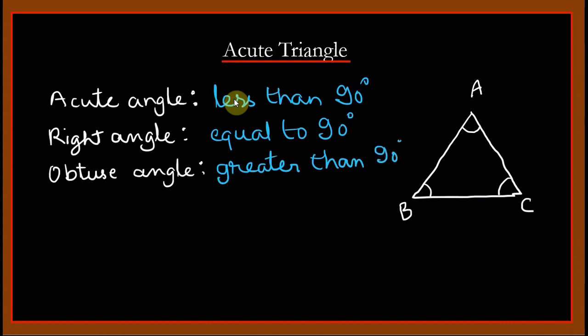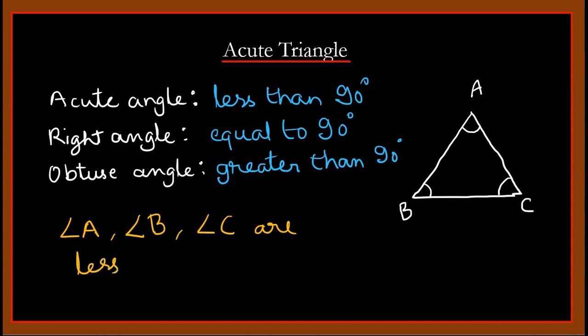In an acute triangle, all angles in the triangle are less than 90 degrees. In this example, angles A, B and C are acute angles. Therefore, the triangle is an acute triangle.